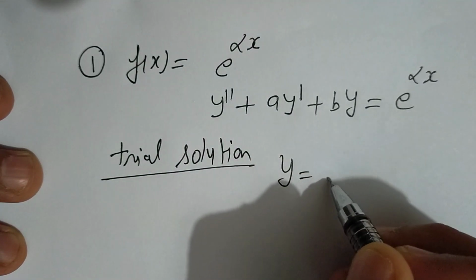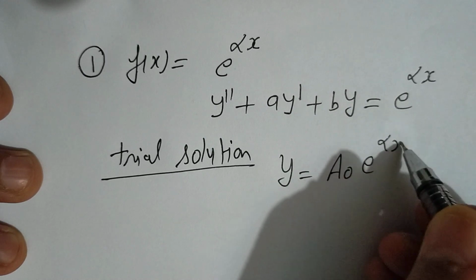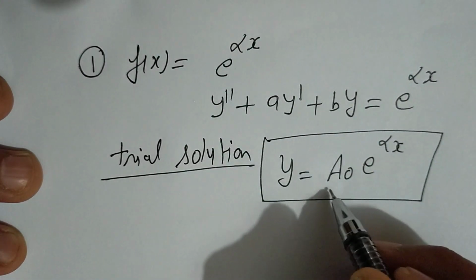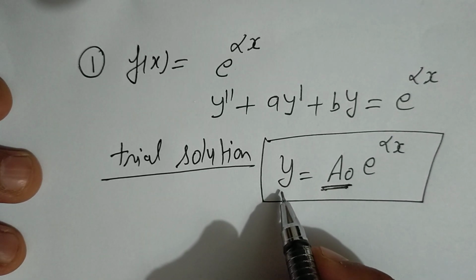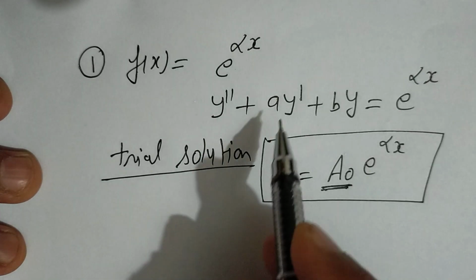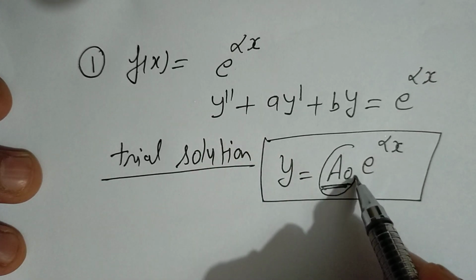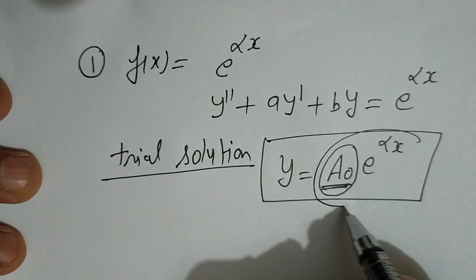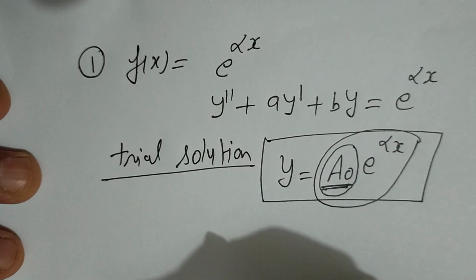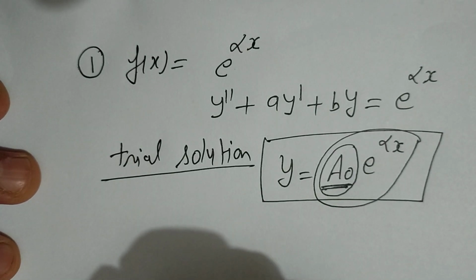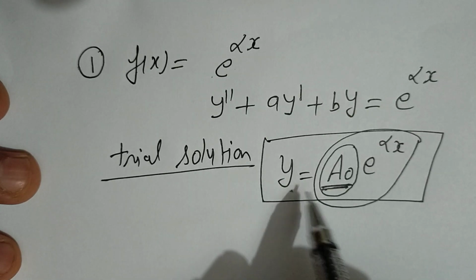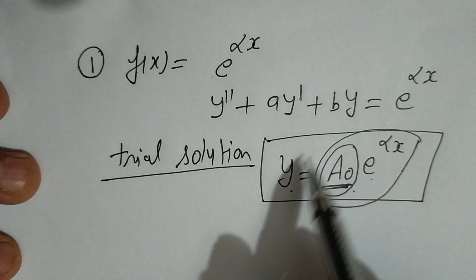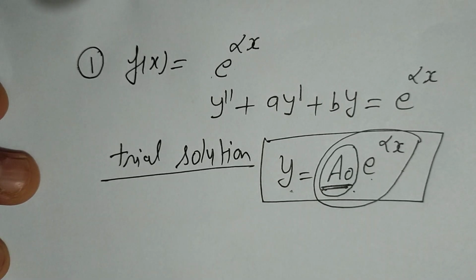Trial solution y will be some a0 e power alpha x, where a0 is the unknown coefficient here. So we find the y dash, y double dash, substitute in the main equation and try to get this a0. So once you get the a0, this is your particular integral, and already we have the CF. So we can write the general solution y equal to CF plus PI. So when we have exponential e power alpha x, your trial solution will be a0 e power alpha x, where a0 is the unknown coefficient.